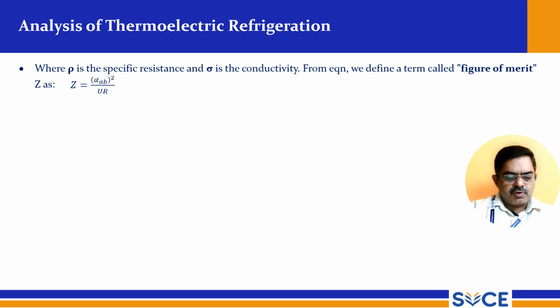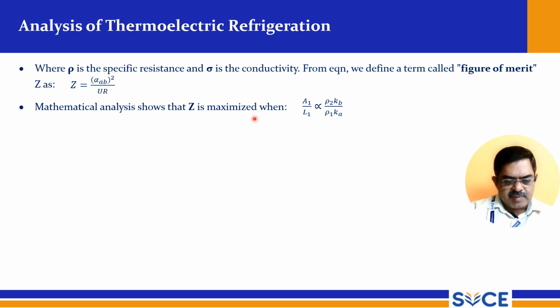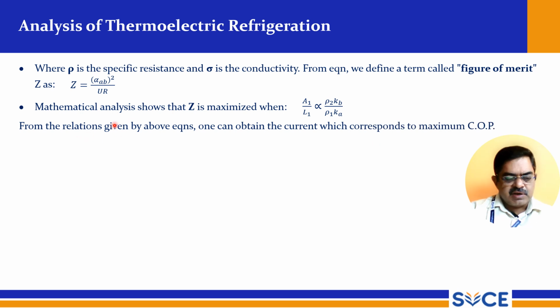So where rho is the specific resistance and gamma is the conductivity, from the equation we define a term called the figure of merit, that is Z equal to alpha AB square by UR, and mathematical analysis shows that Z is maximum when A1 by L1, that is alpha, is directly proportional to rho 2 Kb by rho 1 Ka.